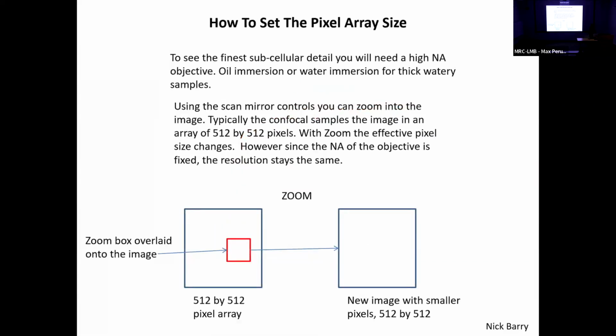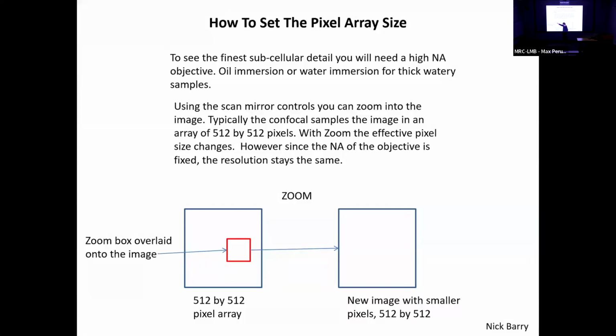The other thing that scanners have is this ability to zoom. So if you want to get high detail, you need a high NA lens, and then with that lens, you'll see a certain field of view, and then you can change how the scanners in the confocal unit access the field of view of the lens.